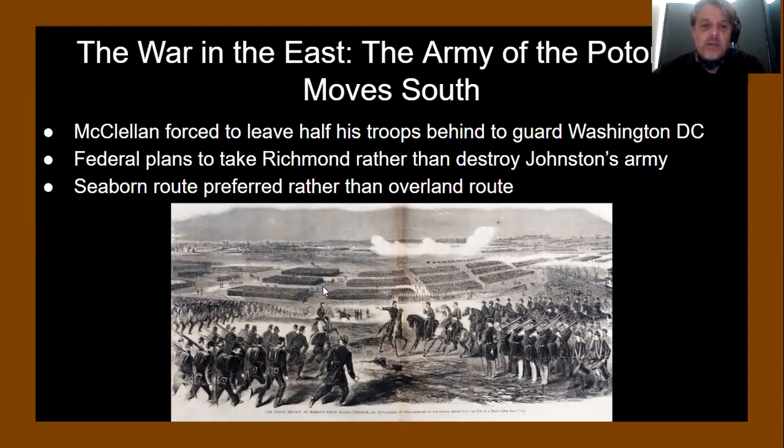McClellan picks up this huge army, and he has to split it in half in order to keep a rear guard in Washington, D.C. So he can't really attack with a whole lot. Federal plans are to take out Richmond right away rather than march in and take out the army. They just want to go straight down and capture the capital. Richmond, Virginia is the capital of the Confederacy at this time.